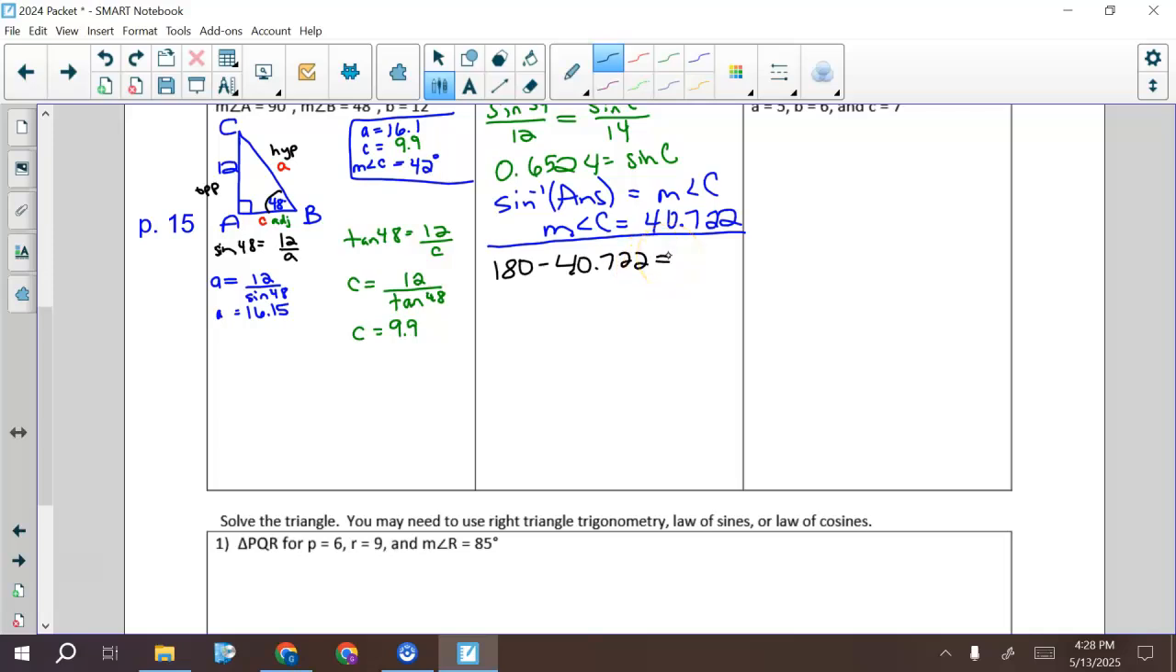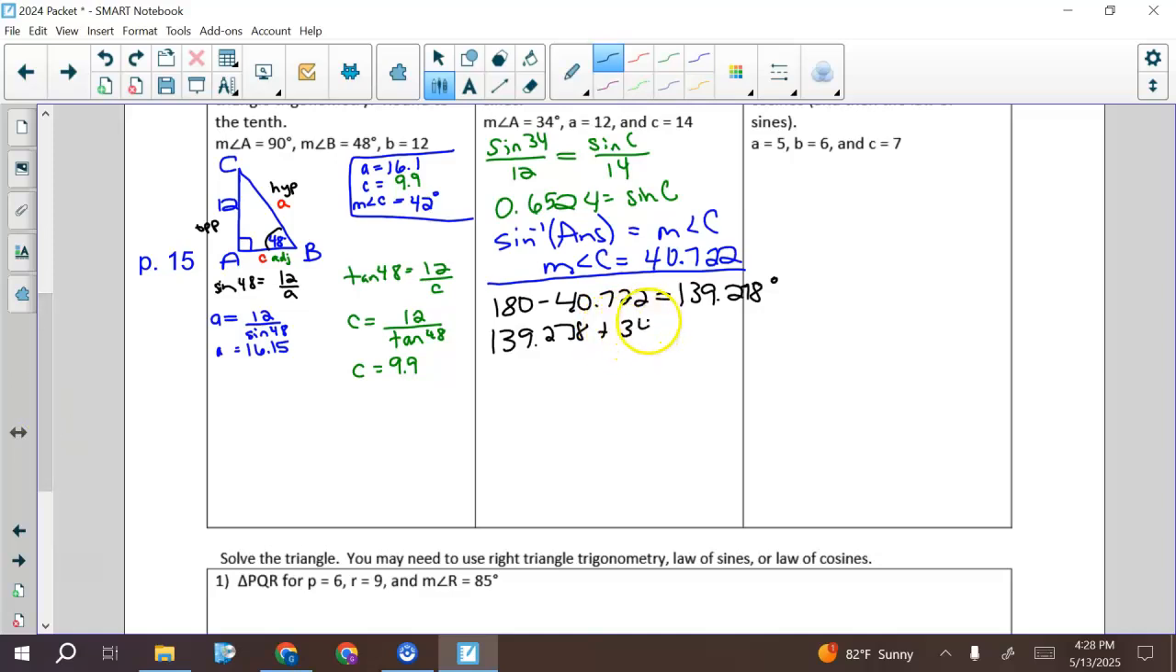To find our new angle, it was 139.278. Then I check, does that work? Does 139.278 plus the original angle, which was 34, come out to less than 180? Barely, but yes. 173. Okay, so that means this one has two triangles.